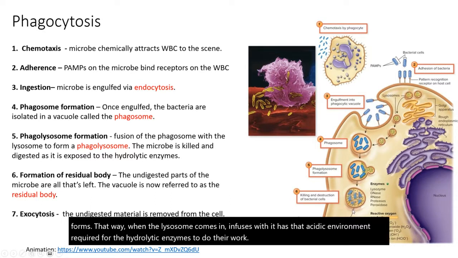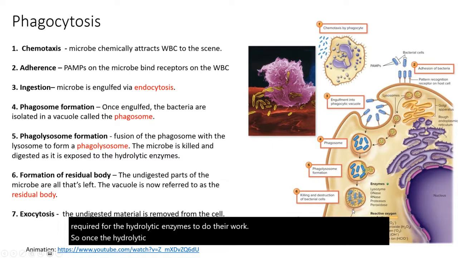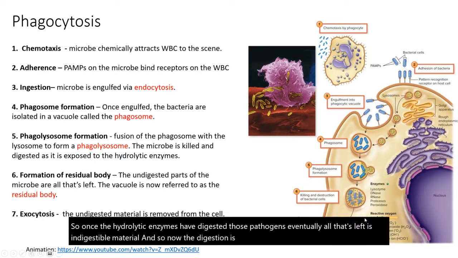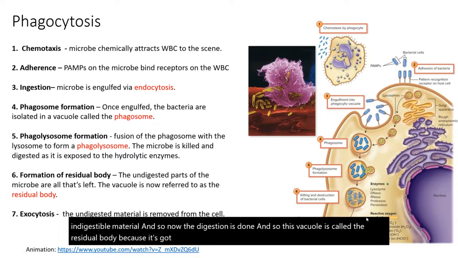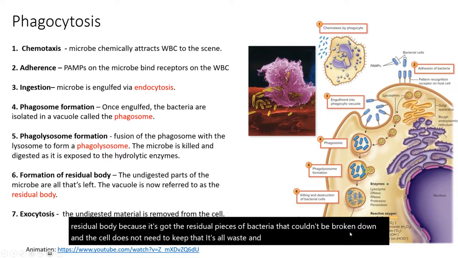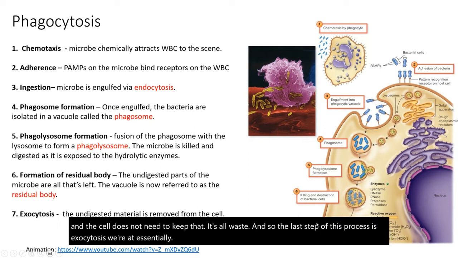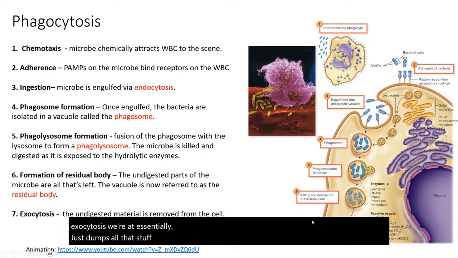So once the hydrolytic enzymes have digested those pathogens, eventually all that's left is indigestible material. And so now the digestion is done. And so this vacuole is called the residual body because it's got the residual pieces of bacteria that couldn't be broken down. And the cell does not need to keep that. It's all waste. And so the last step of this process is exocytosis, where it essentially just dumps all that stuff outside of the cell.